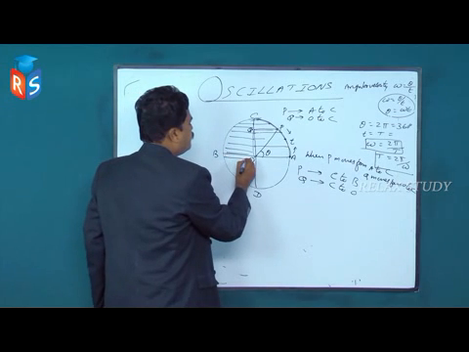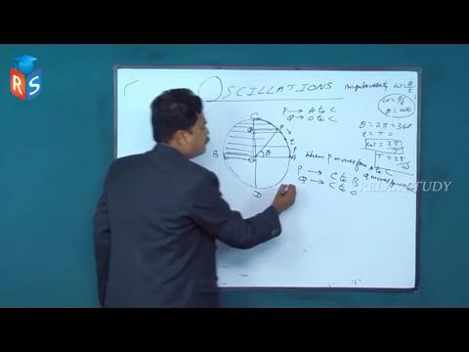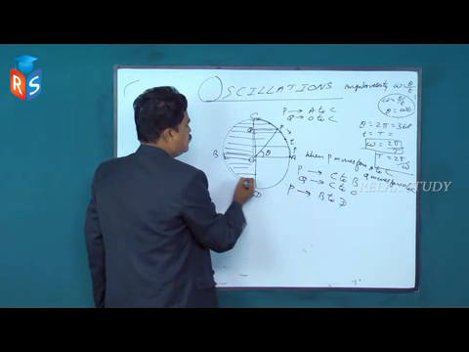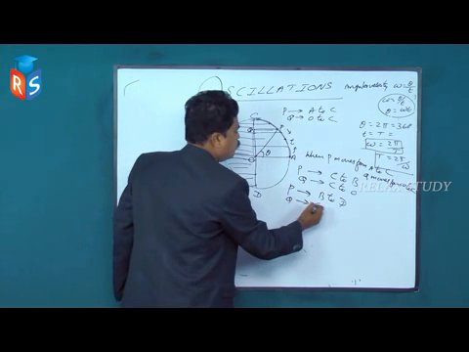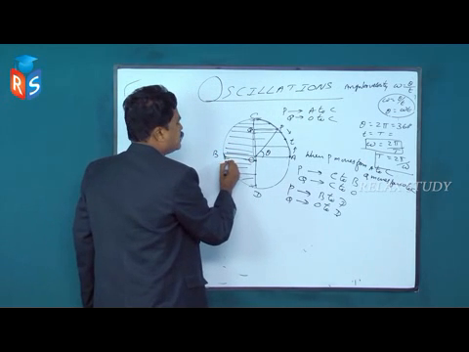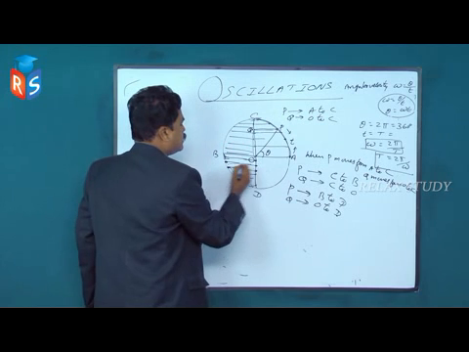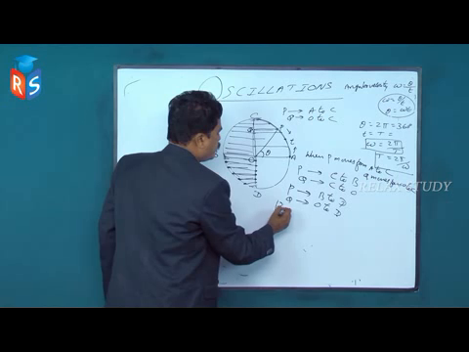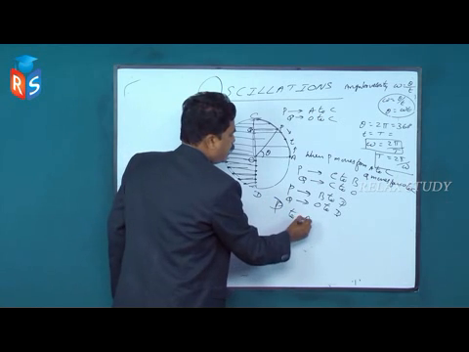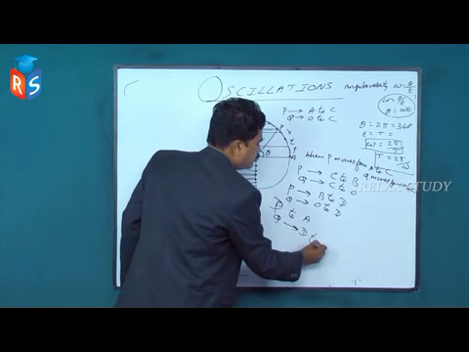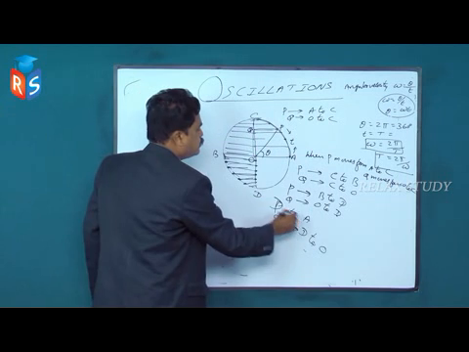When the particle moves from B to D, P moves from B to D like this, and Q moves from O to D. Particle is here, Q is here. When P moves from D to A, Q moves from D to O.